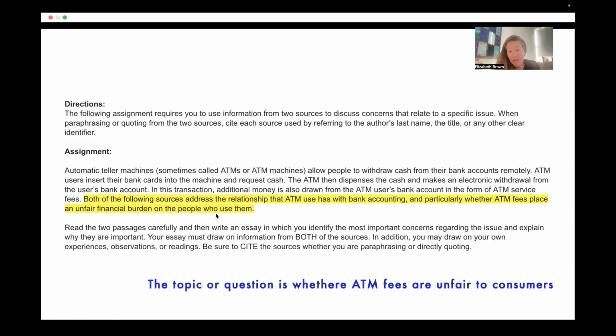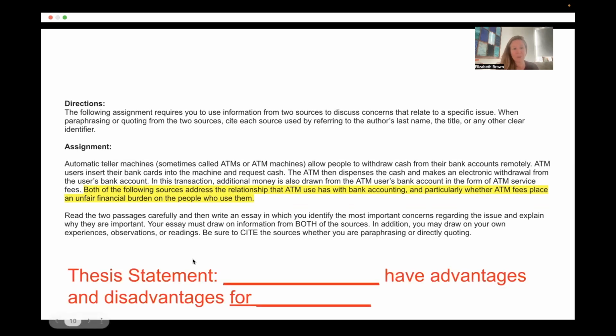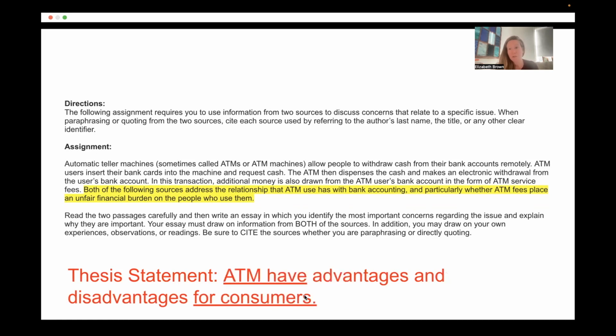So here lies the topic. The topic or the question is, do ATM service fees provide consumers with an unfair burden? A framework for a thesis statement can be: blank has advantages and disadvantages for blank. So, in the case of this essay, we can say ATMs have advantages and disadvantages for consumers.